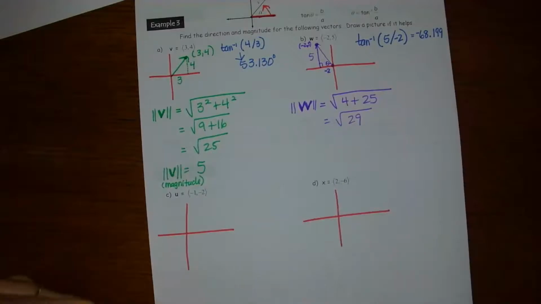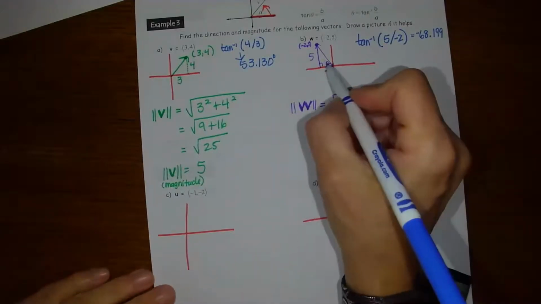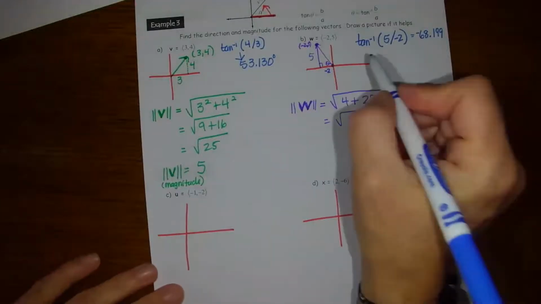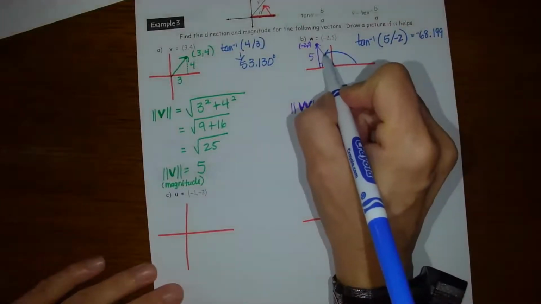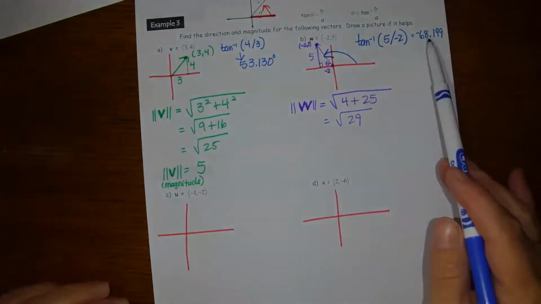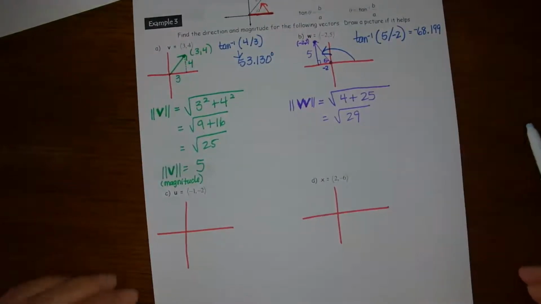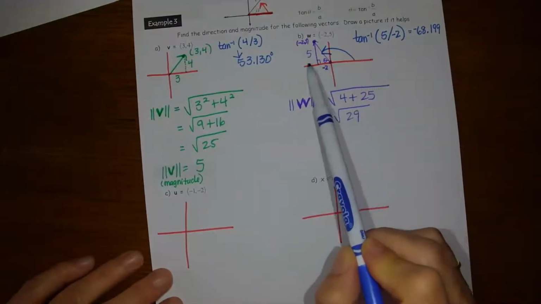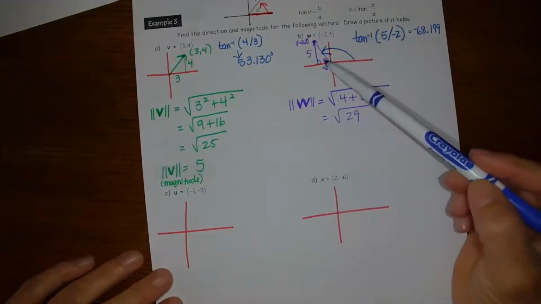-68.199. That's this angle. What angle do you want? You want that one because it's measured to the positive x-axis. So what do you think you're going to do to this number to fix it so it's actually this amount? Add 180, because you know that this red line is 180 and we know that this is 68.199.